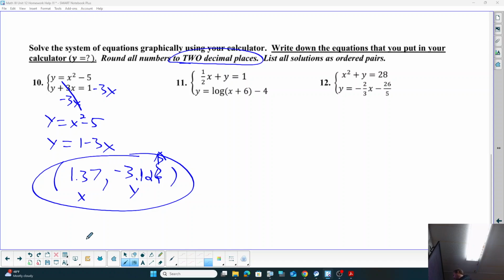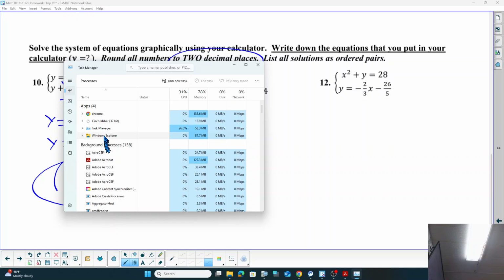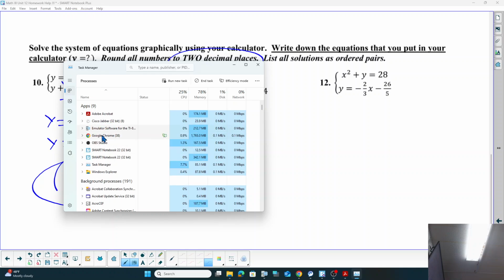Calculator did it again. Ooh, you evil calculator. Don't even want to work with me today. Evil. Yep, not working. Control Alt Delete. Task Manager. Man, why is it the calculator? I tell you, it's killing me today. I'm going to have to restart my computer.